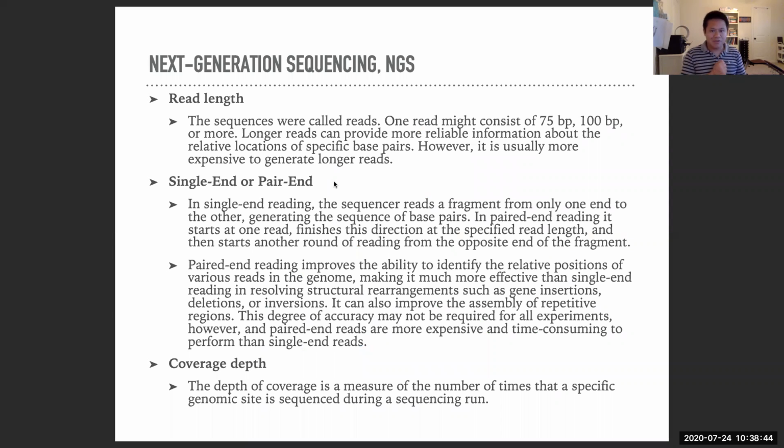There are a few concepts that are important in next generation sequencing. The first one is the read length. The sequencer will give us the data in very short fragments, and those sequences we call reads. One read might be 75 base pair. If you were doing sequencing five years ago, it was probably 75 base pair. Now the read is much longer. It can go to 100, 150, 250, or even 350, I mean, for Illumina platforms.